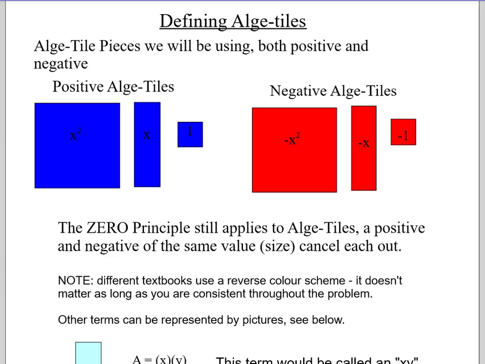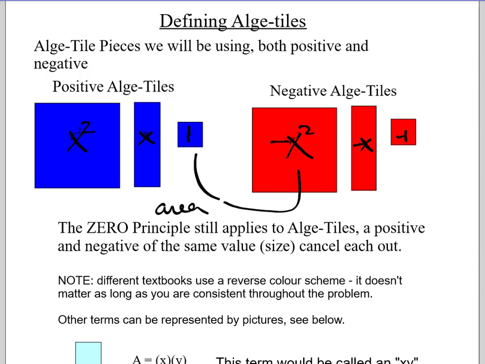Okay, so that brings us to our algebra tiles. So we will have both positive and negative. I tend to show positive as blue sometimes. It doesn't really matter. As long as you're consistent within the problem, the color's not really a big deal. So if you're looking at this first term here, this is our x squared term, our x, and our 1. And then I use red, or the textbook sometimes uses red, to represent negative. So this would be negative x squared, negative x, and negative 1. And all of these pieces inside just represent area.